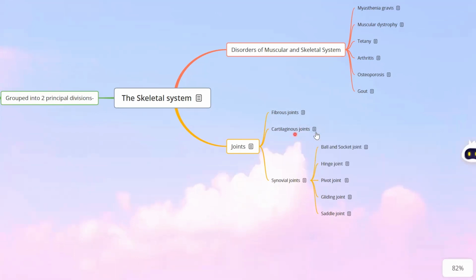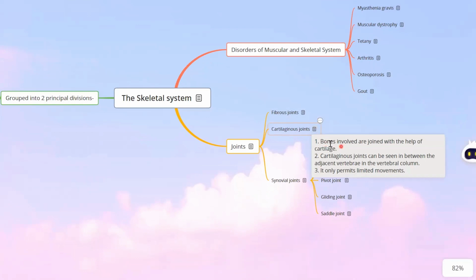Then we have cartilaginous joints. What are cartilaginous joints? The bones involved are joined with the help of cartilage. Cartilaginous joints can be seen between the adjacent vertebrae in the vertebral column, and they only permit limited movements. So in the fibrous joints there is no movement. In cartilaginous joints it only permits limited movements.